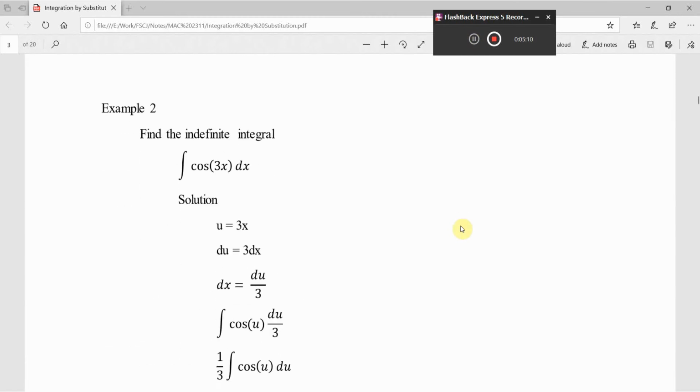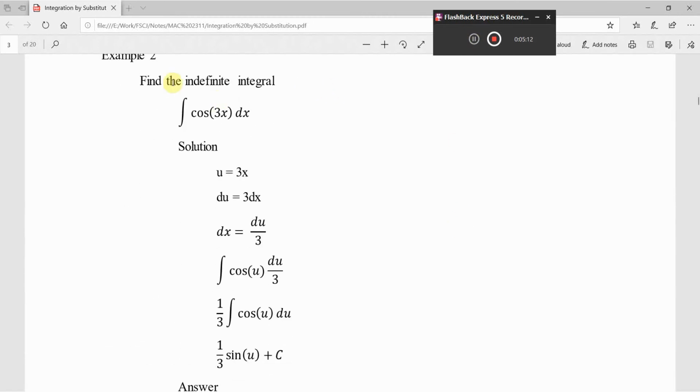Let's take a look at example 2. Find the indefinite integral. So we have the integral of cosine of 3x dx. So here's our solution. u is equal to 3x, the stuff inside my grouping symbol. When I take the derivative, that gives me du is equal to 3 times dx. Solving this equation for dx, that gives me dx is equal to du over 3.